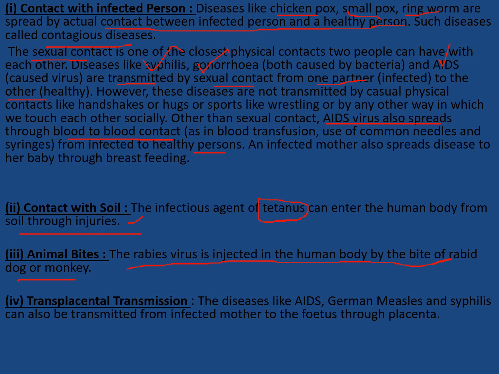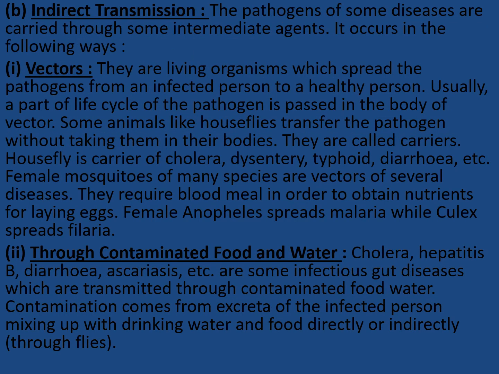Done, okay. Next, indirect transmission. Look here, in indirect transmission, the pathogens of some diseases are carried by some intermediate agent. It occurs in the following ways. In intermediate transmission, we need some agents, some living organisms or some non-living substances, for the transfer of the diseases.